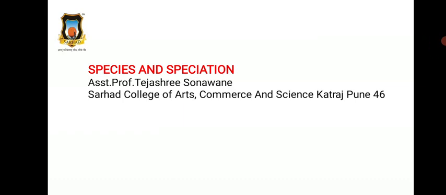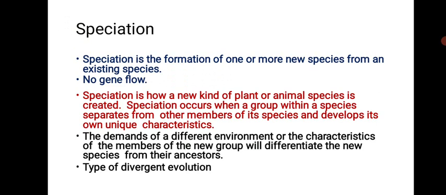Today we will discuss species and speciation. A species is a group of interbreeding populations that can exchange their genes, and speciation is the formation of one or more new species from an existing species. In speciation, there is no gene flow. Speciation is how a new kind of plant or animal species is created.